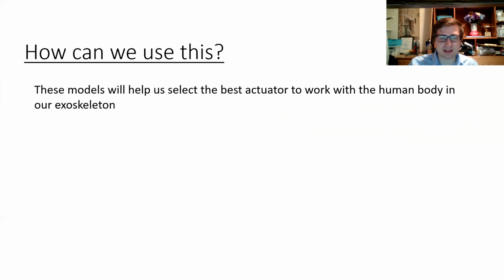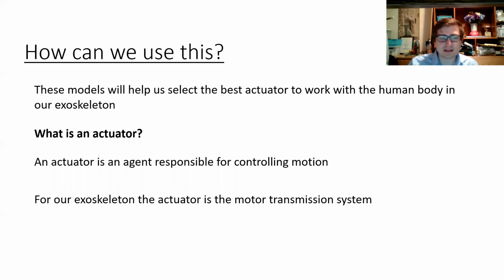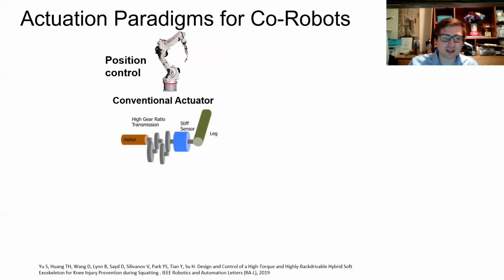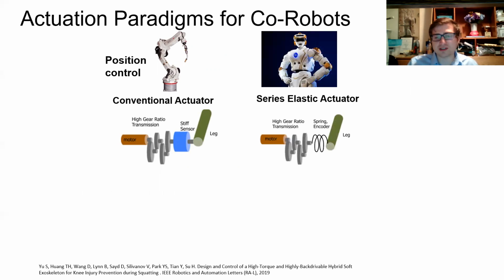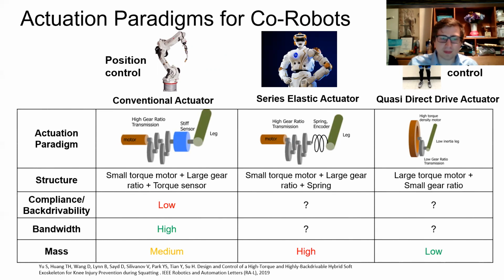We can use this to help pick the best actuator to work with the human body. The actuator is going to control the motion, and our actuator is going to be the motor and the transmission system. You have your conventional actuators, which have a low torque motor, a high gear ratio, and a stiff sensor. Your series elastic actuator replaces that stiff sensor with a spring encoder. And then you have this new guy, a quasi-direct drive, which has a high torque density motor and a low gear ratio. You can see the weights are different for each of these systems, but we still need to know what we really care about, which is the compliance with the backdrivability and the bandwidth.